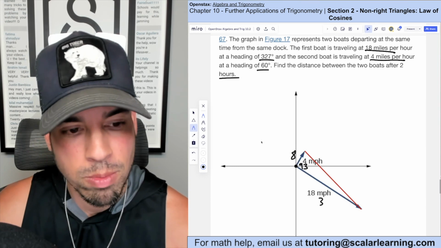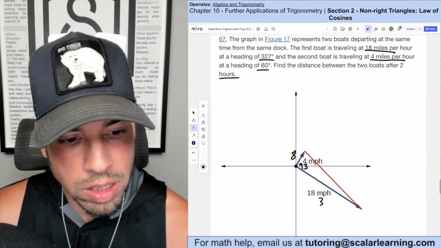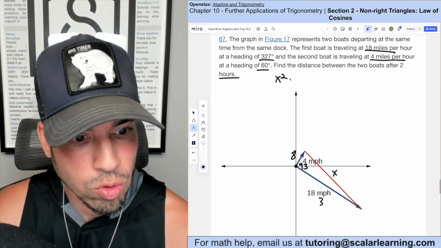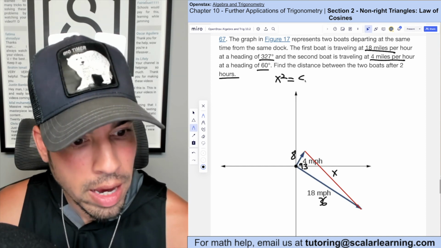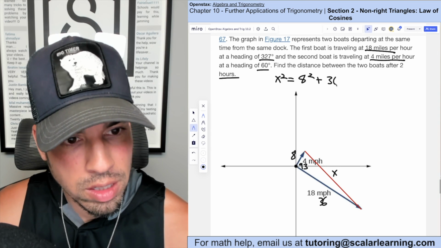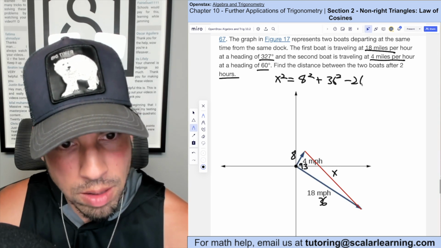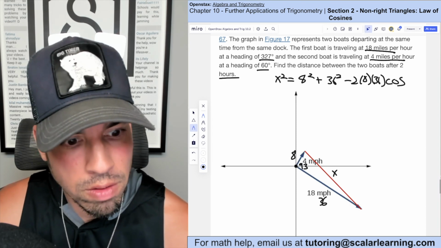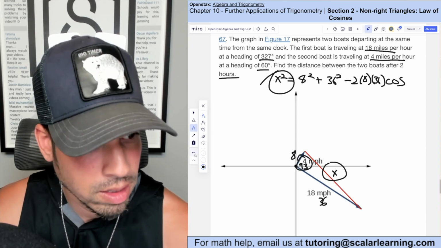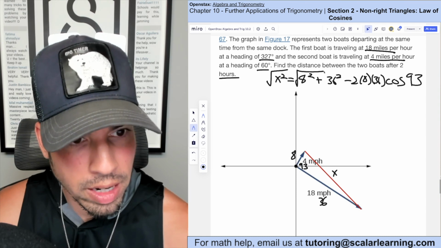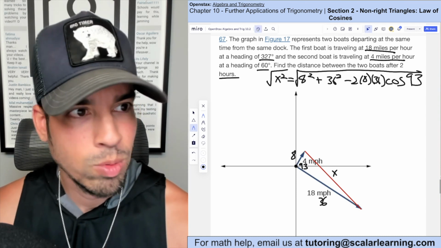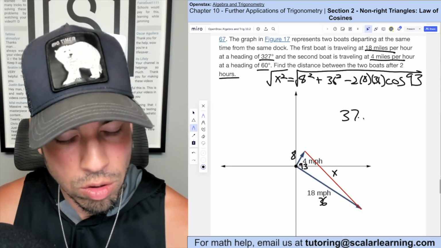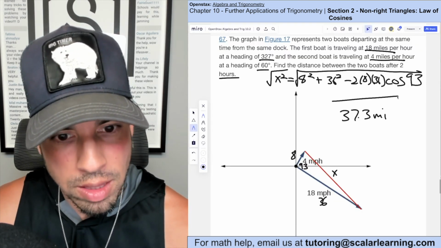Okay, now we have enough information. Now we can set it up. So using the law of cosines, where the unknown side is x, we have x squared equal to, again, 8 squared plus 36 squared minus 2 times 8 times 36 times cosine of this angle because it's opposite that. And then we want to take the square root because we don't want x squared, we want x, so let's plug that into Desmos now. And rounded to the nearest tenth, we get 37.3. So the answer is 37.3 miles. That's how you do it.